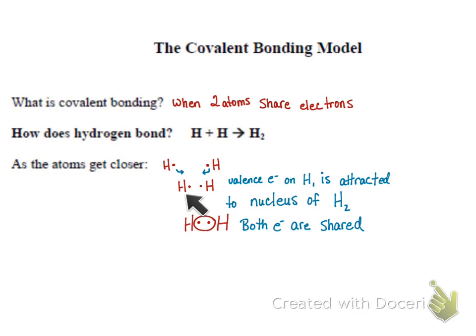Each hydrogen has one valence electron, and as they get closer, they overlap, and the electron of one hydrogen is attracted to the nucleus of the other hydrogen, and that's why they overlap. We draw it like this, with a circle here to show that it's overlapping, and each electron is attracted to both nuclei, so they share the electrons.